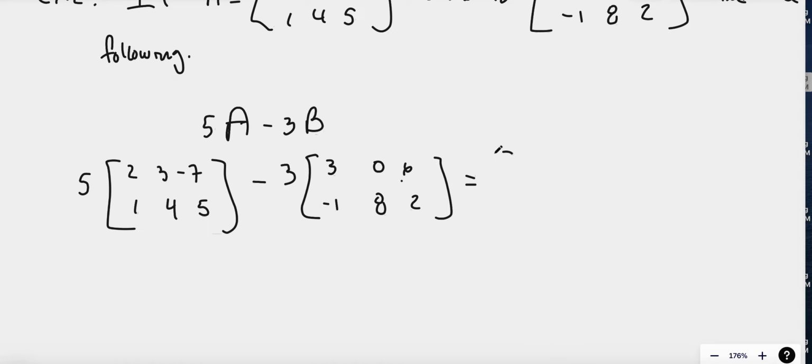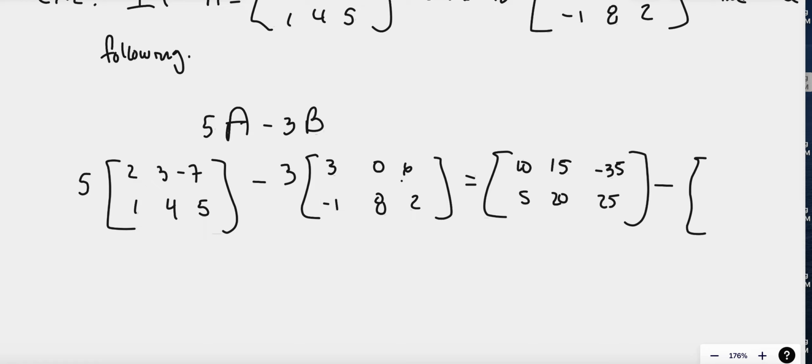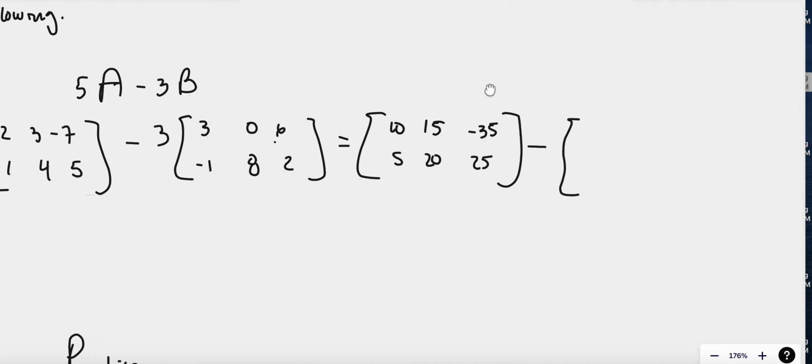So we will do 5 times 2, that's 10. 5 times 3 is 15. 5 times -7 is -35. 5 times 1 is 5. 5 times 4 is 20. 5 times 5 is 25. And I'm going to subtract that by the product of these three multiplied by each of these elements. Let me just move a little bit more this way.